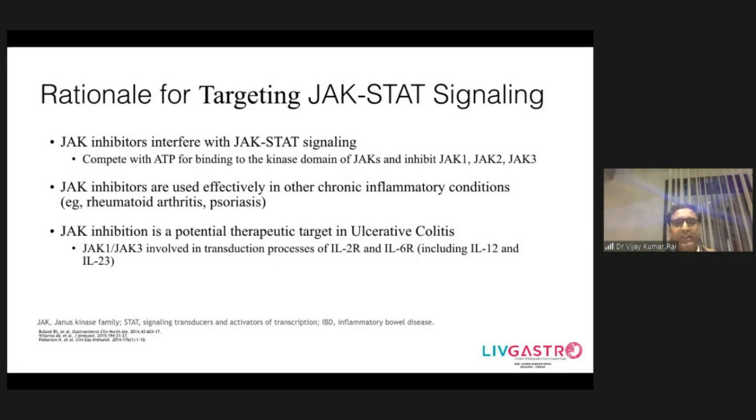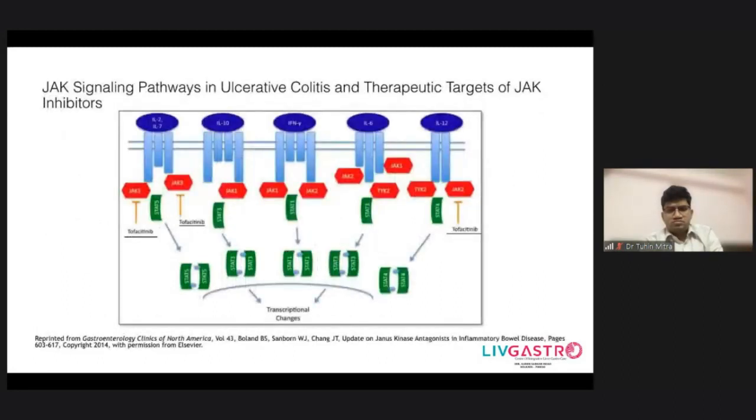They are widely used, and that's why this company got this idea: why not use them in IBD. So JAK inhibition is a potential therapeutic target in ulcerative colitis because JAK1 and JAK3 are involved in the transduction process of IL-2R and IL-6R receptors. And this molecule, Tofacitinib, is basically a partial inhibitor of JAK1 and JAK3. It is not a complete inhibitor. It's just a partial inhibitor of JAK1 and JAK3.